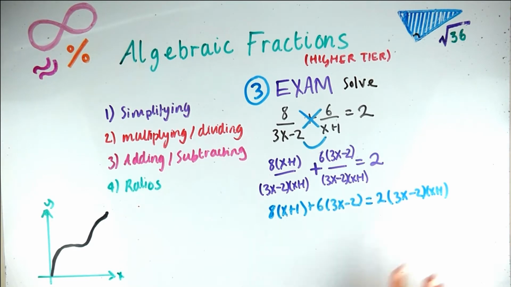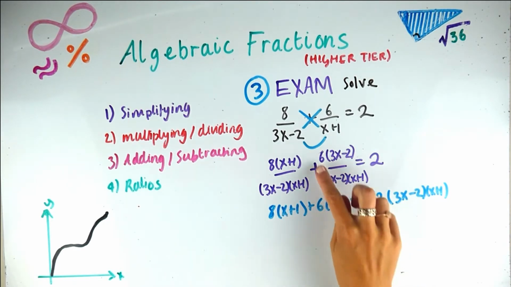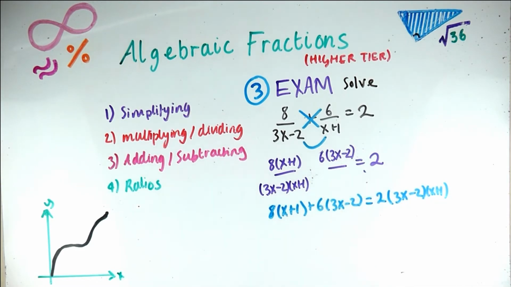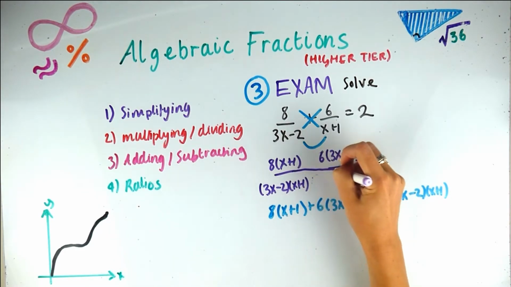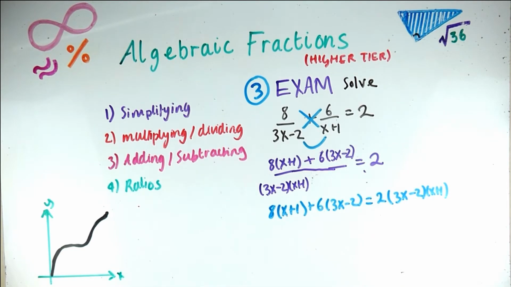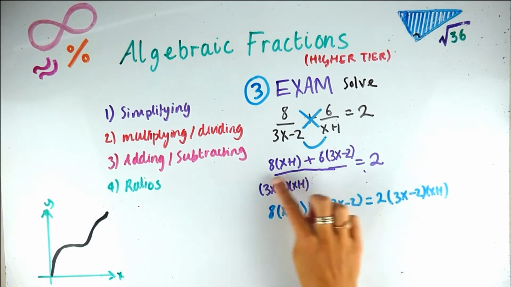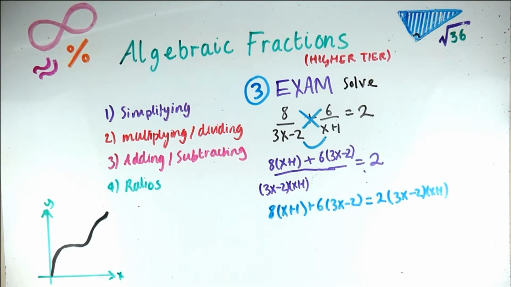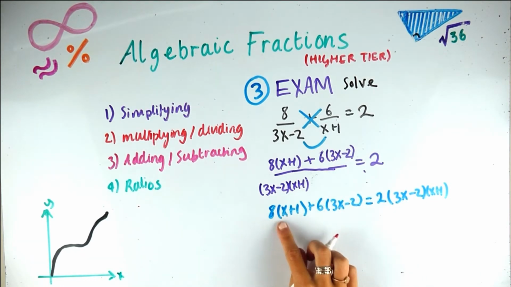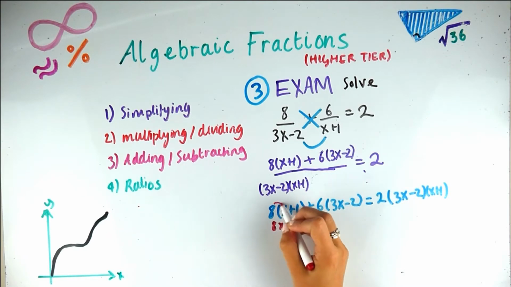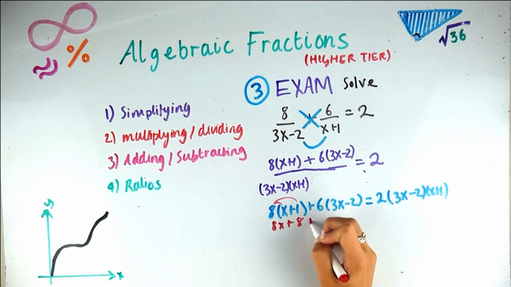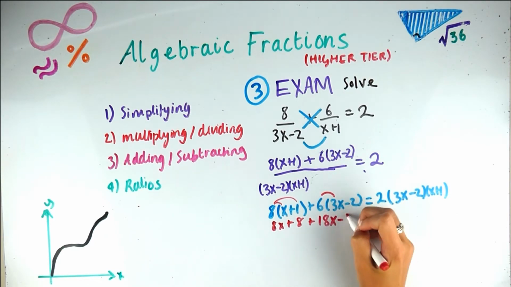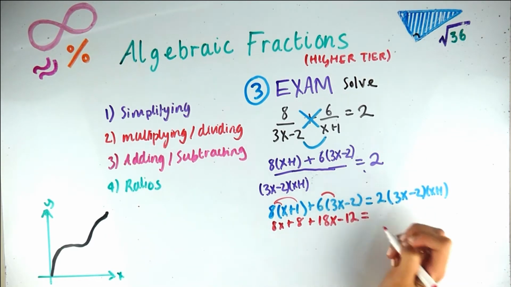So an easier way to see that might be, because you have the same thing on the bottom, you could rewrite this as, should have done this in the next step, it would be like that. So this is divided all on this side, so I can multiply it up on this side. Now I'm just going to do a lot of rearranging and expanding. So we've got 8x plus 8 plus 6 times 3x is 18x, minus 12.